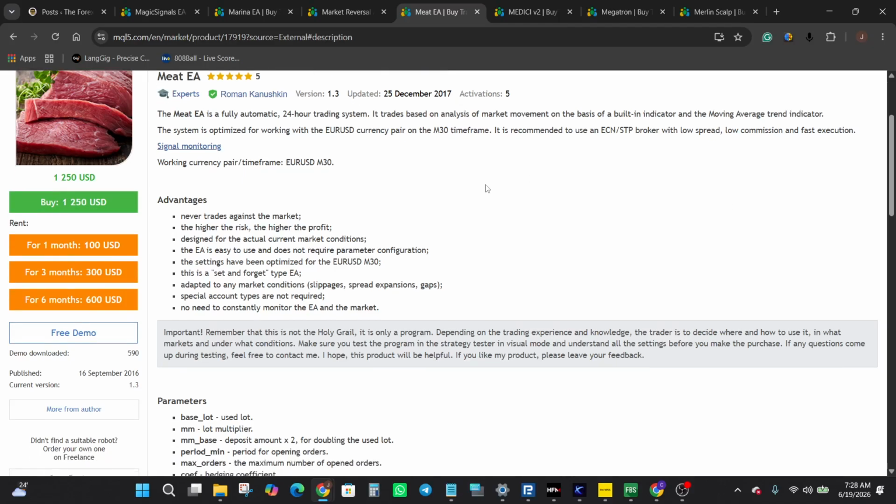The description also includes several practical notes. The developer recommends using an ECN or STP broker with low spreads, low commissions, and fast execution. In addition, the EA is presented as a set and forget system that does not require constant monitoring or frequent parameter adjustments.